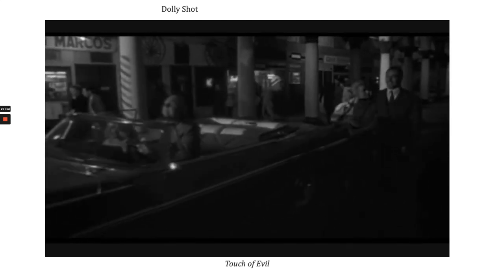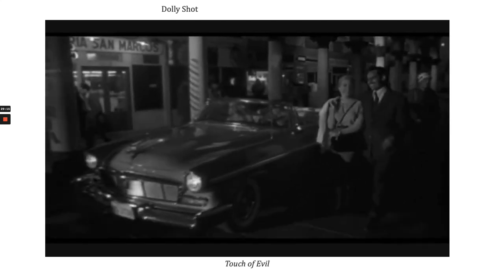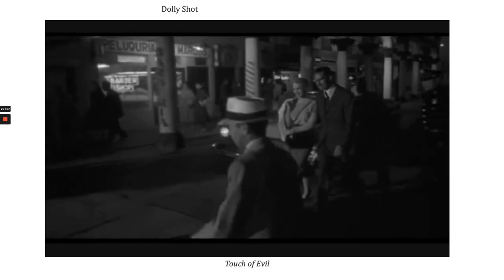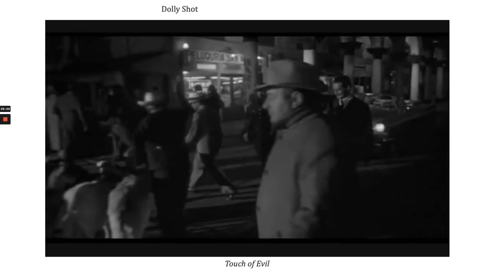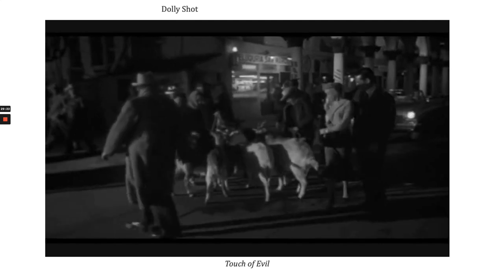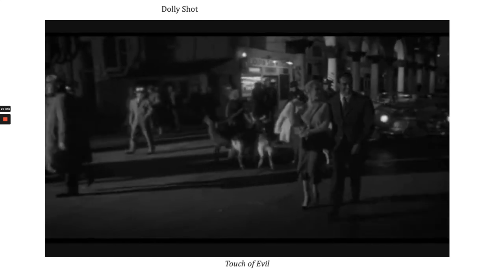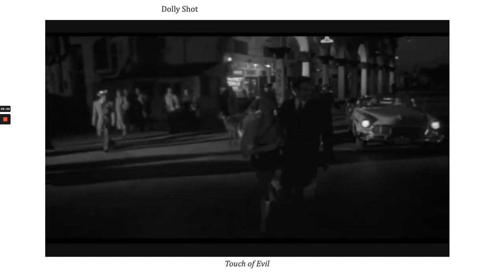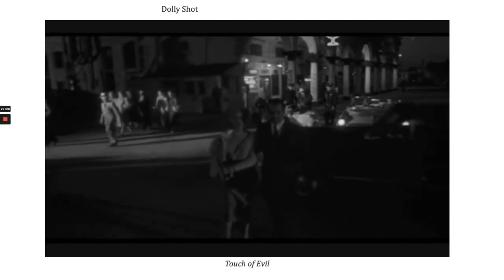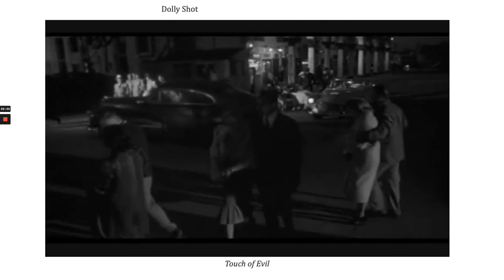But again, there's the idea of a deep focus. We're supposed to be paying attention to Charlton Heston and the car with a bomb in the trunk because both of them are going to now merge, right? Pull back, and it gives us a sense of motion as though we're walking along with them.